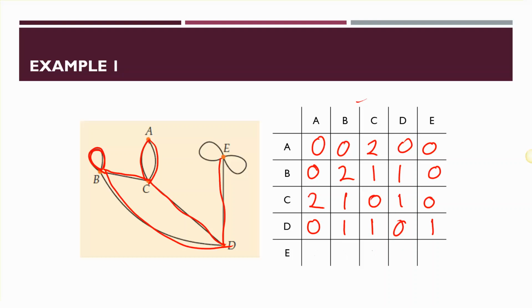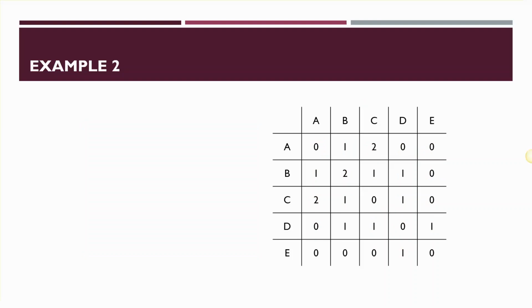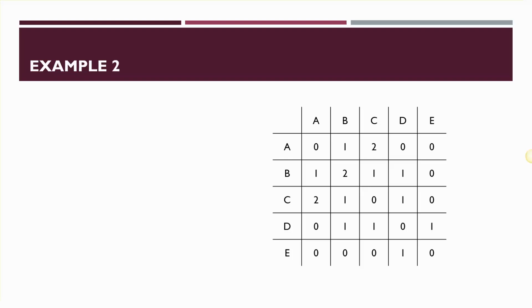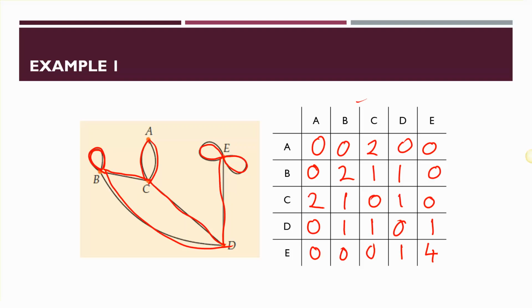And finally, E is connected to D, and it is also connected by 2 loops. Now, if one loop counts as 2, then 2 loops obviously counts as 4. So these ones are zeros, and that is our adjacency matrix for the graph that we've just gone through.